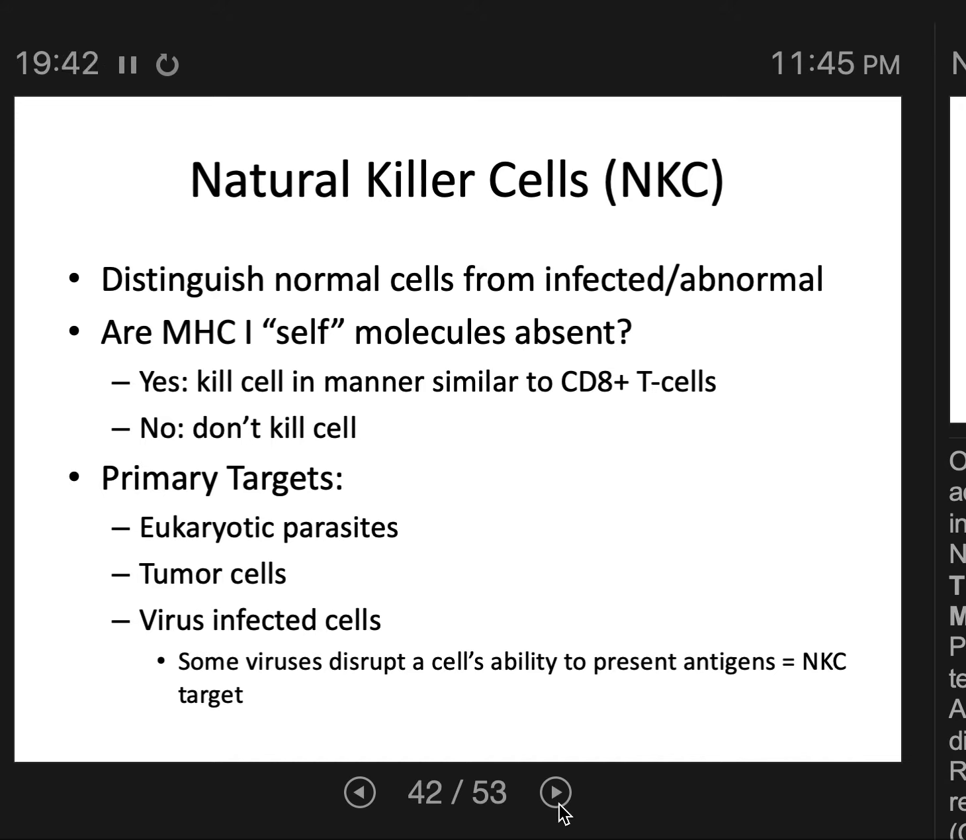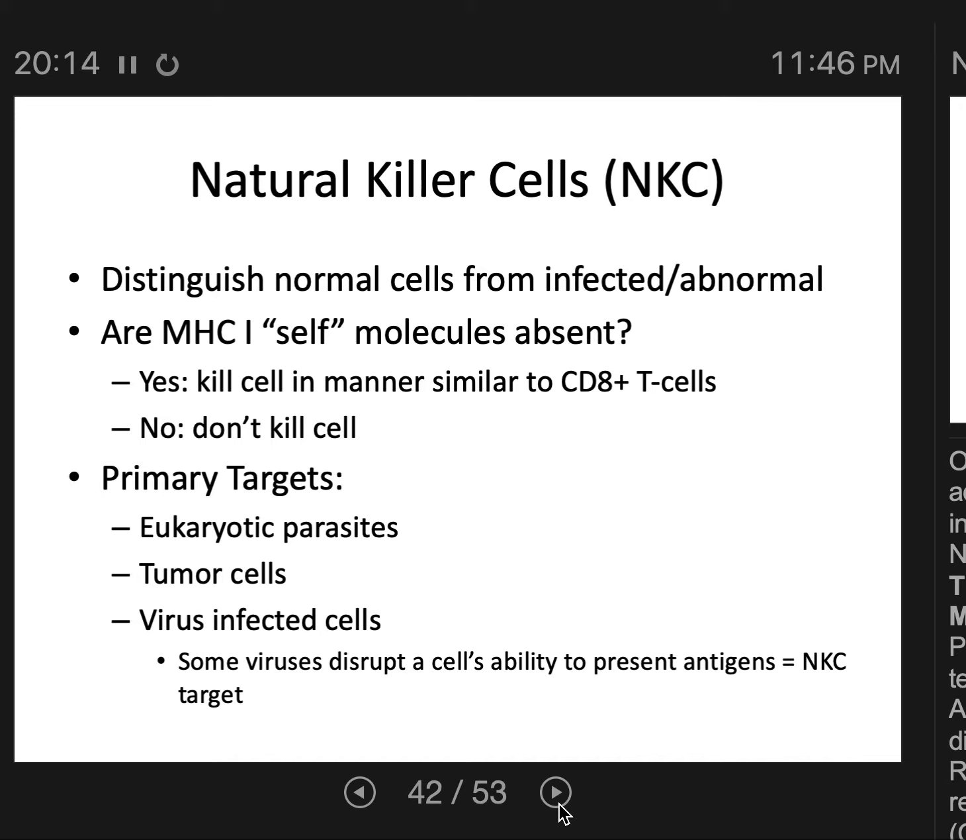So what a natural killer cell does is it distinguishes normal cells from infected cells or abnormal cells. And they do this by looking at the MHC class 1s as well. Remember, cytotoxic lymphocytes also communicate with the MHC class 1s. These are the self tags, right? These are the name tags that say, I belong here. When a cytotoxic lymphocyte docks with an MHC class 1, it looks for an antigen from a pathogen being presented there. That's not what the natural killer cell does.